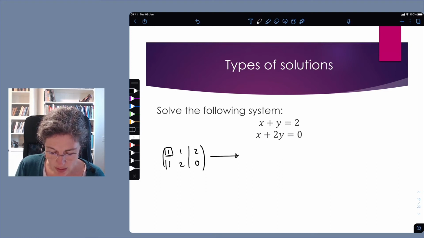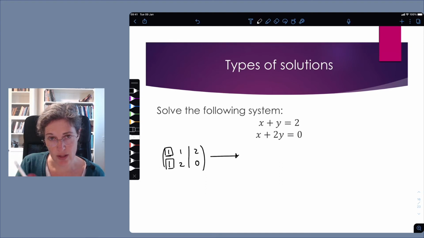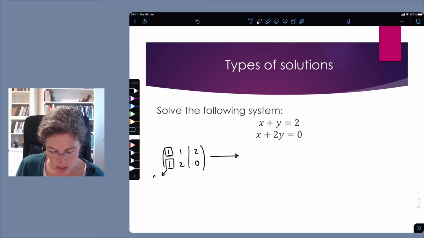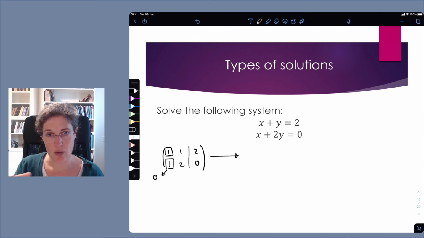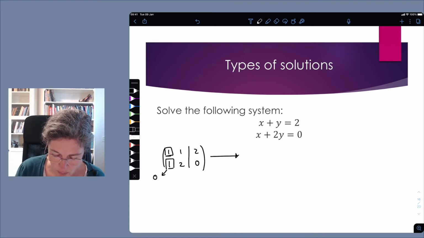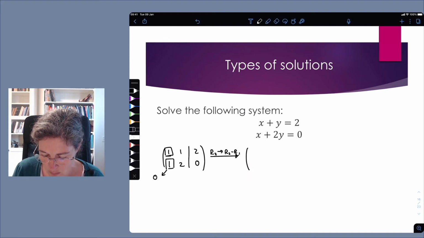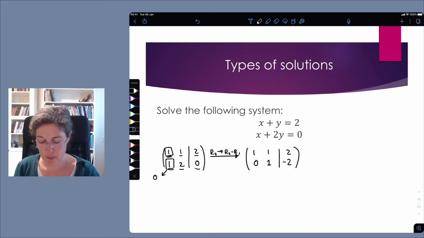The next thing we need to do is make anything below that 1 a 0. So we need to turn that 1 into a 0. To do that, we can't multiply by 0, so we just subtract off an appropriate amount of the row above. Here I'm going to say row 2 becomes row 2 minus row 1. So we've got 1, 1, 2, because I'm not changing row 1. And I've got 1 minus 1, which is 0, 2 minus 1, which is 1, and 0 minus 2, which is minus 2. Good stuff.